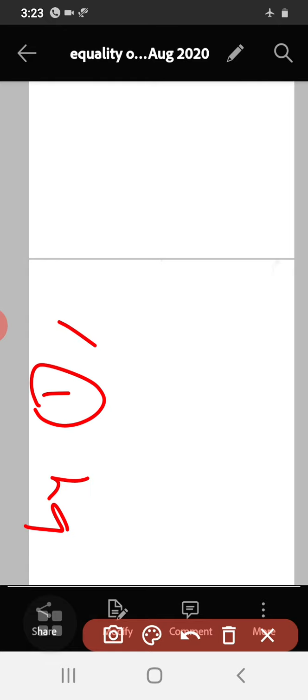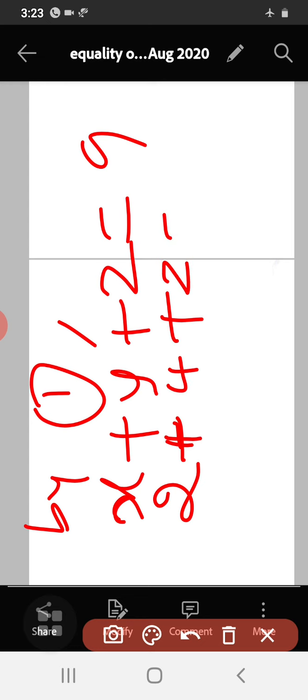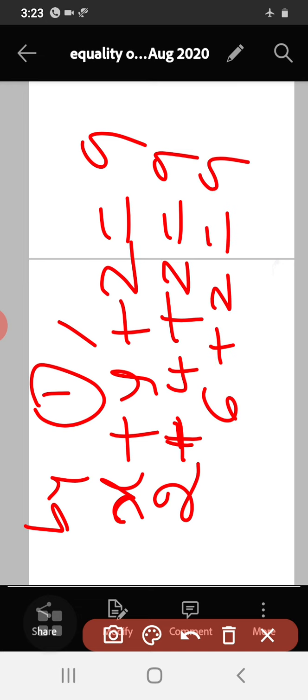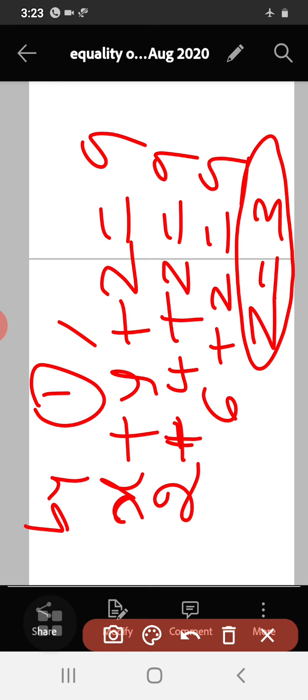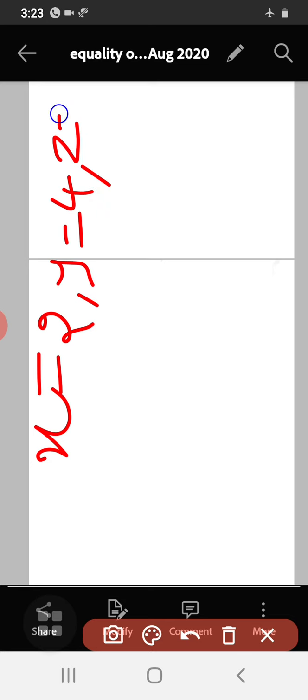So by equation 1, we have x plus y plus z is equal to 9. What is the value of x? 2. What is the value of y? 4. So we have to find out the value of z here. So 2 plus 4, 6. 6 plus z is equal to 9, or z is equal to 9 minus 6, that will be 3. So the value of z is 3. So what are the values we got? We can write it as x is equal to 2, y is equal to 4, z is equal to 3.